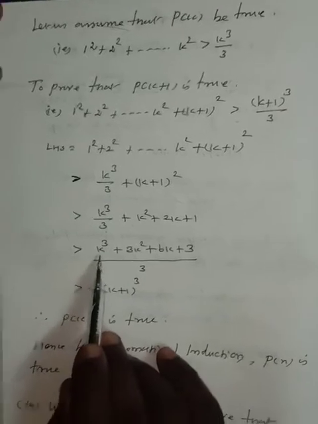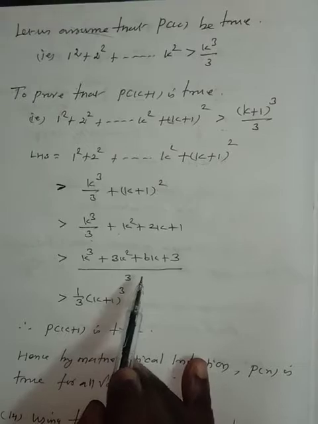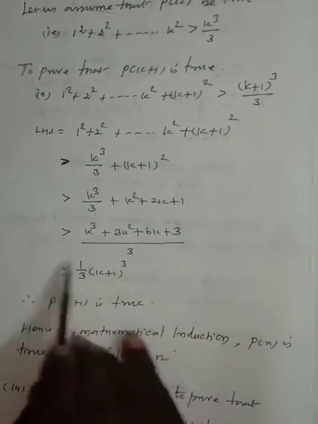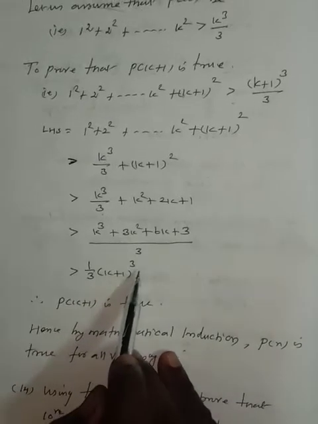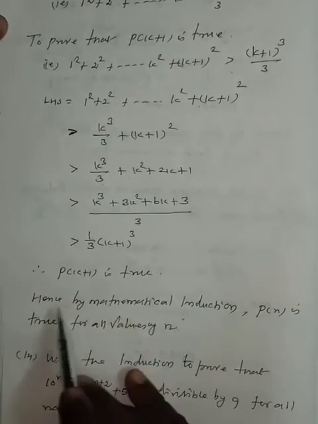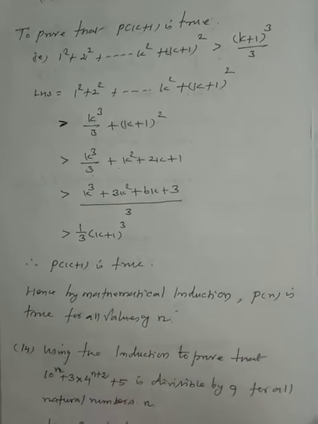Which is greater than, taking LCM, we have k cube plus 3k square plus 6k plus 3 whole divided by 3. This means 1 divided by 3 into k plus 1 whole power 3. So P of k plus 1 is true. Hence by the principle of mathematical induction, P of n is true for all the values of n.